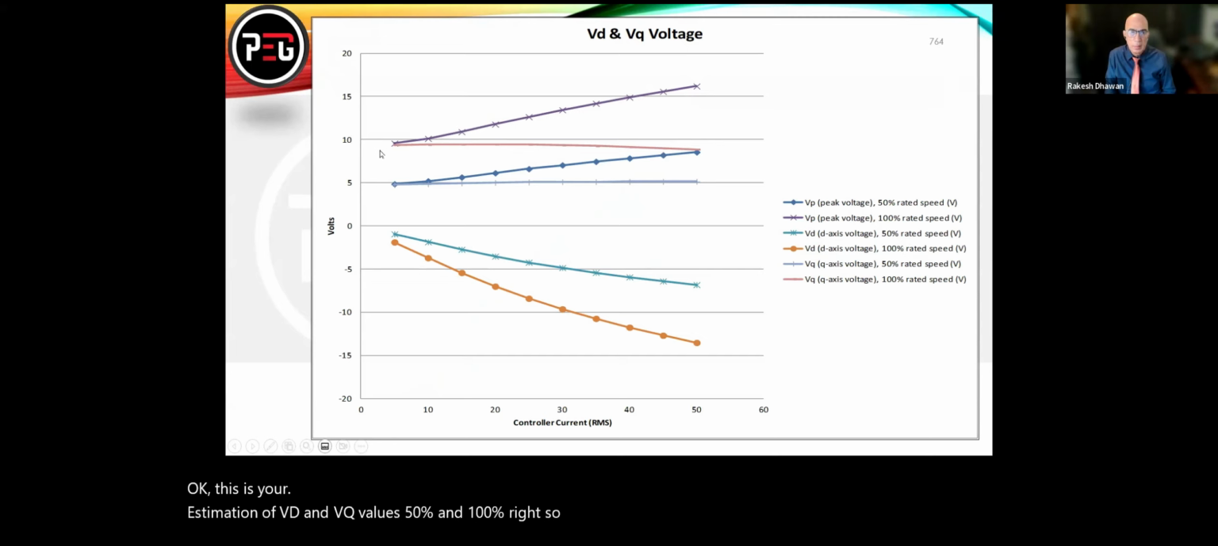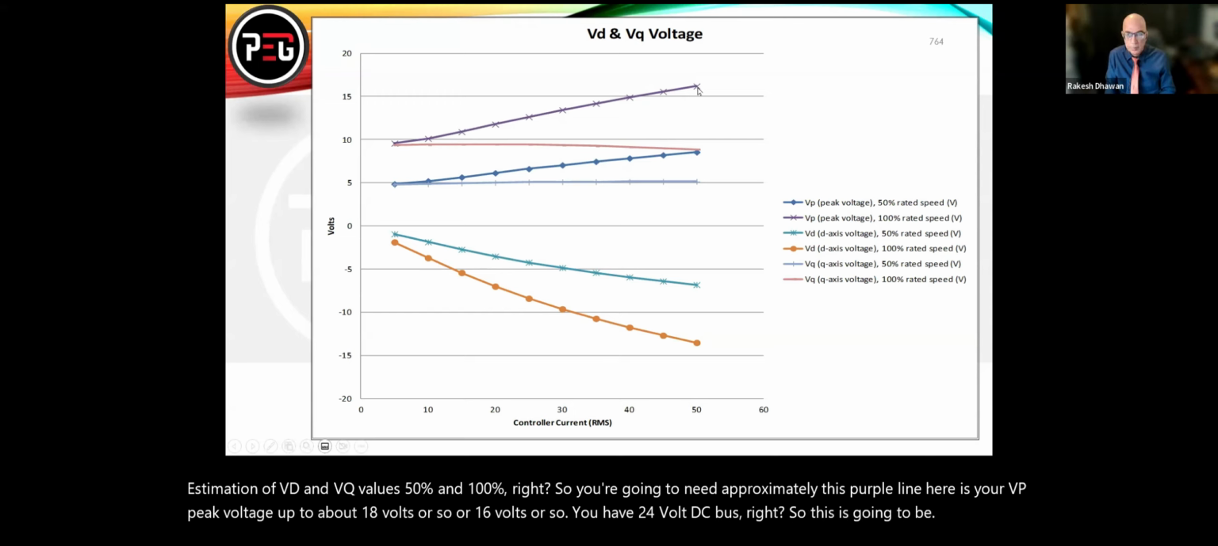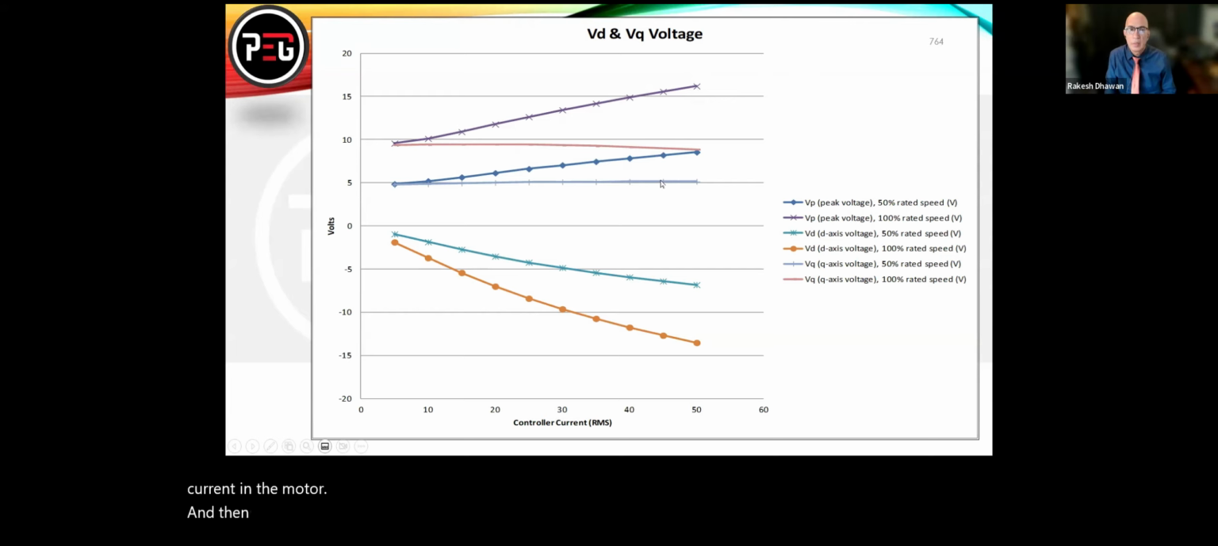Right, so you're going to need approximately this purple line here is your VP, peak voltage, up to about 18 volts or so, or 16 volts or so. You have 24 volt DC bus, right? So this is going to be pushing it because 16 volts, we only have half of that voltage available, 12 volts. So you may not be able to push that much current in the motor. And then for 50%, you will need about 7 or 8 volts.